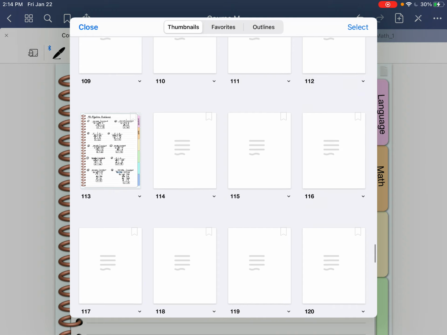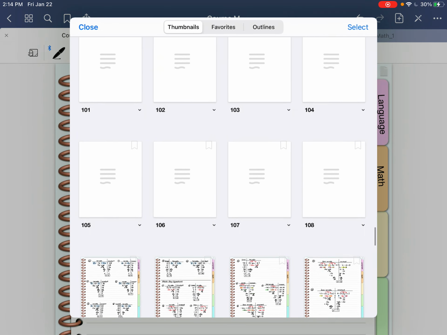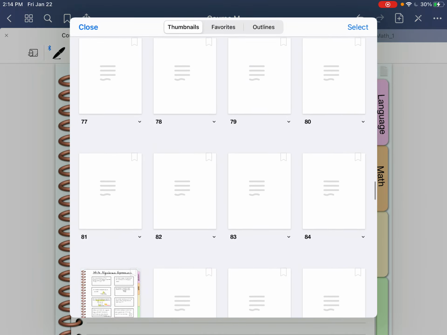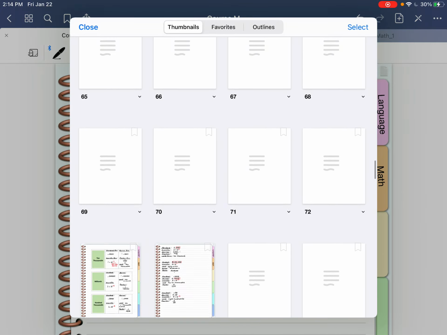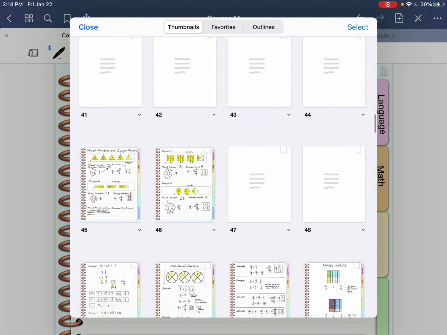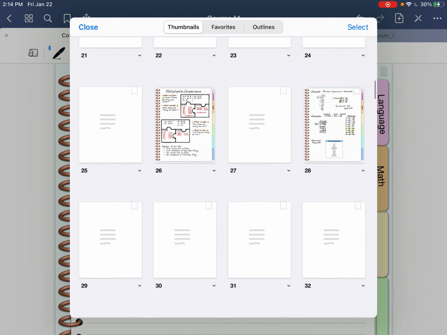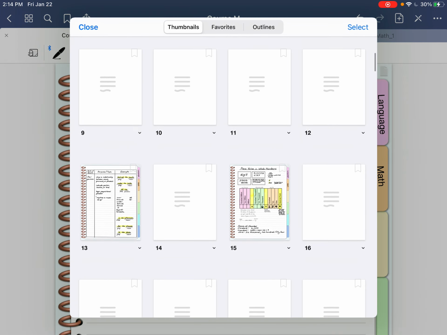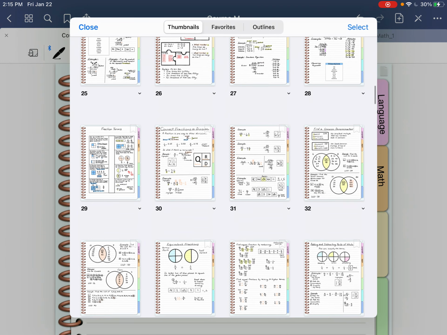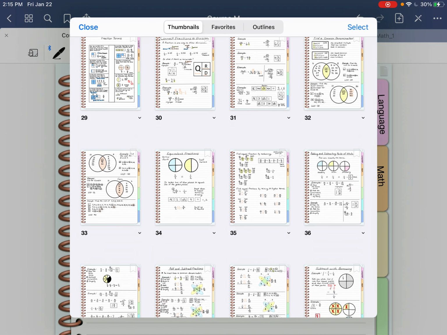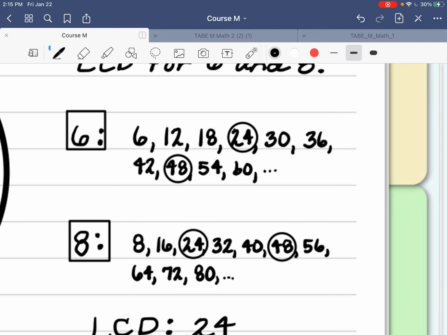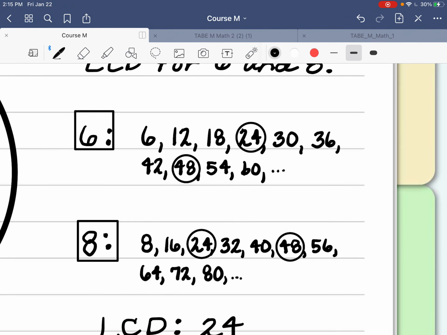If you go back to common denominator, we've got a big notebook that we've put together, don't we? Think back to common denominator when you were adding and subtracting fractions. I did a whole lesson with you on common denominator. Right here it is. And we had to list those multiples. That is exactly what we're doing here.